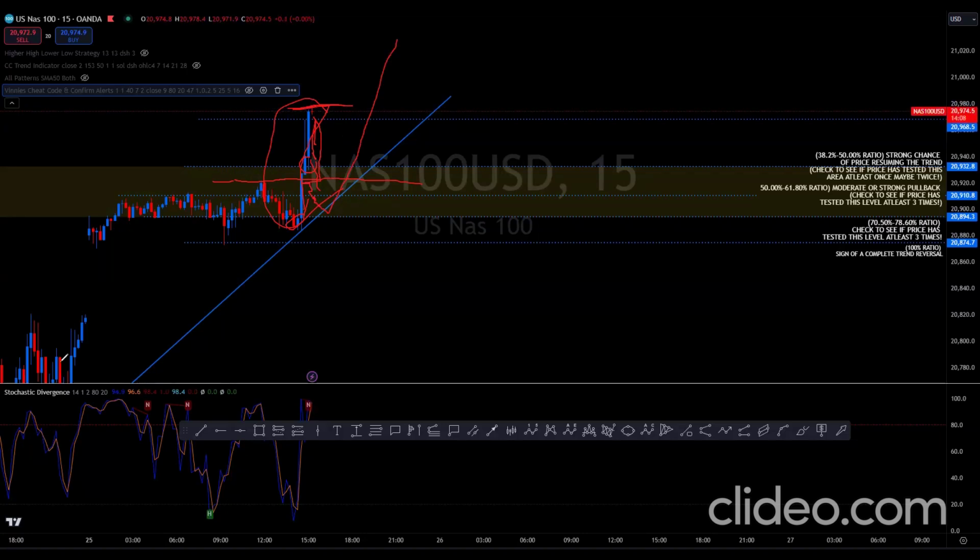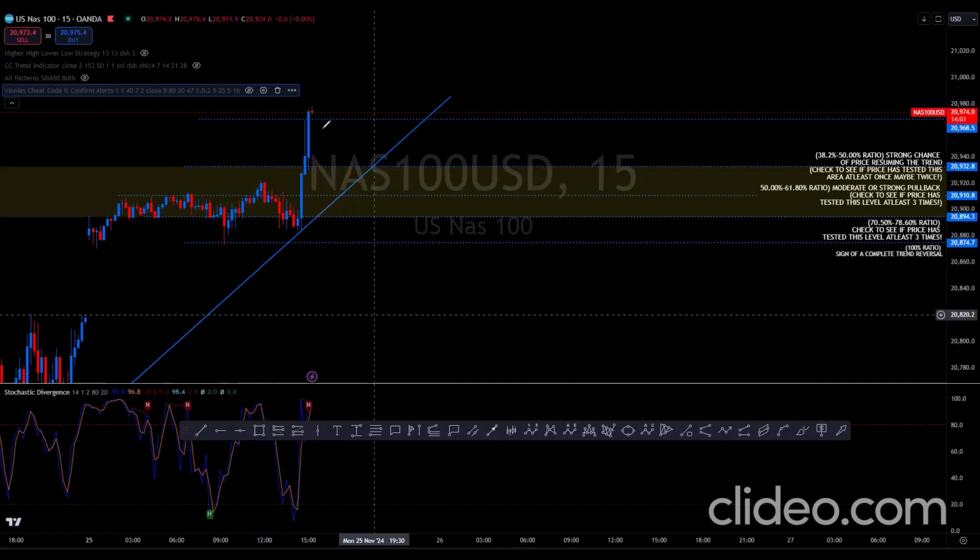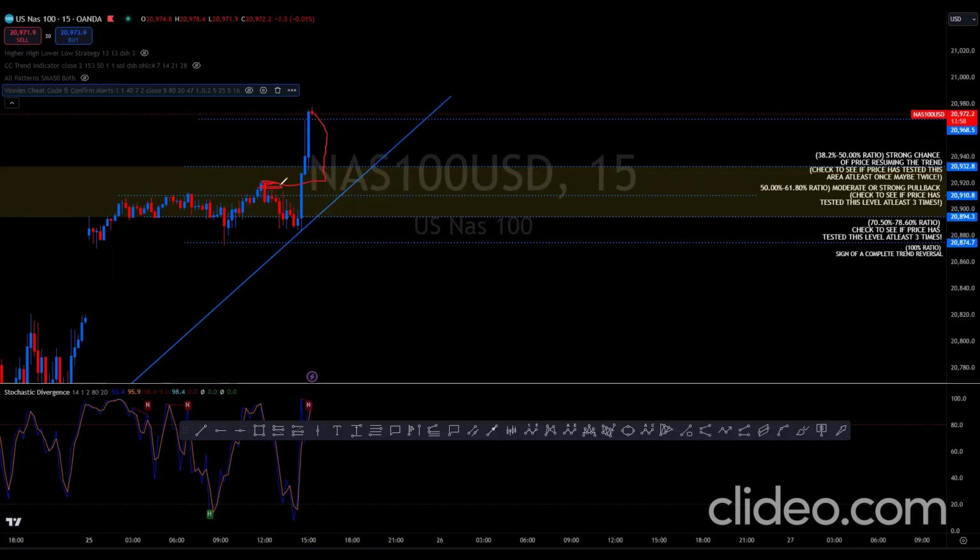So what I'm planning on doing at this point is, if price actually comes back and tests this area, which is close to the 50%, then I might do a buy limit here. Or if price does another deep pullback and then comes back up, then I might do a buy stop here. So I'm going to wait for price to do that.